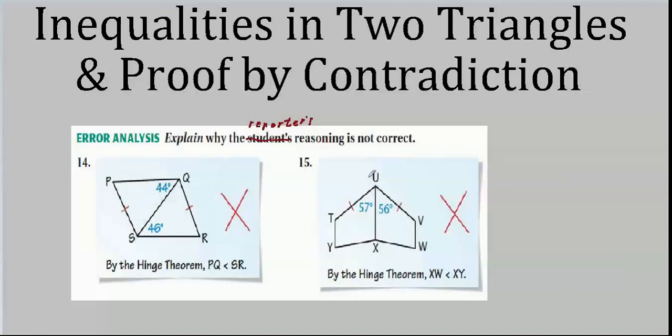And you probably noticed that right off. And here he is using the Hinge theorem again. Well, he's got the right idea. This side is congruent to this side, and this side is congruent to itself. So this has to be the larger side, because this is the larger angle. And he just got it backwards.